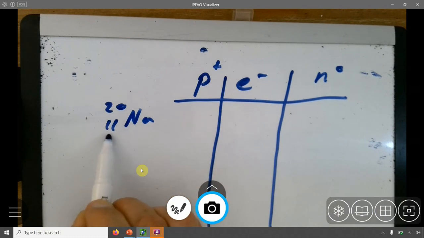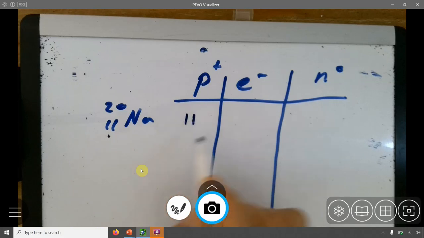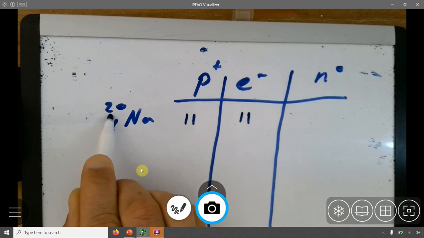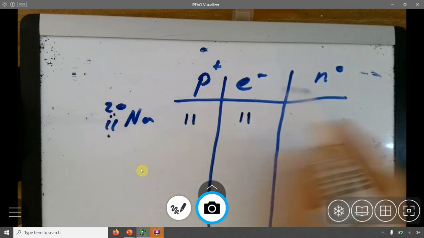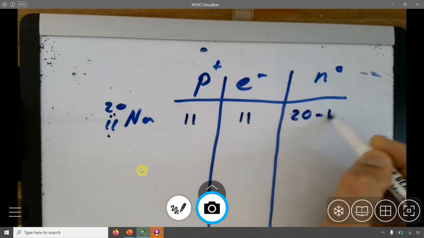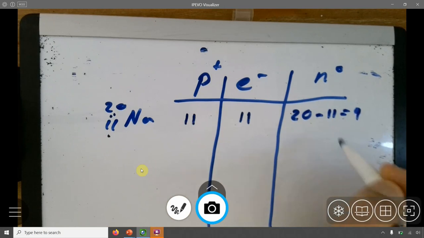So this tells me how many protons I have. I have 11 protons. This is an atom. So number of protons is equal to the number of electrons. This tells me how many protons plus neutrons I have. So this will be 20 minus 11, and this would be 9.